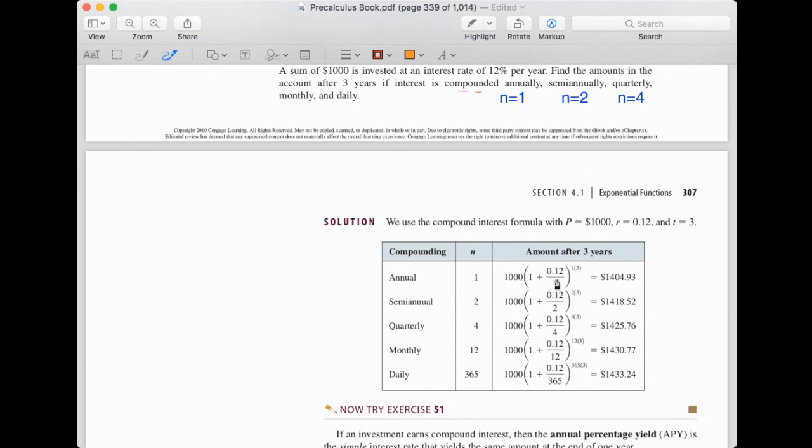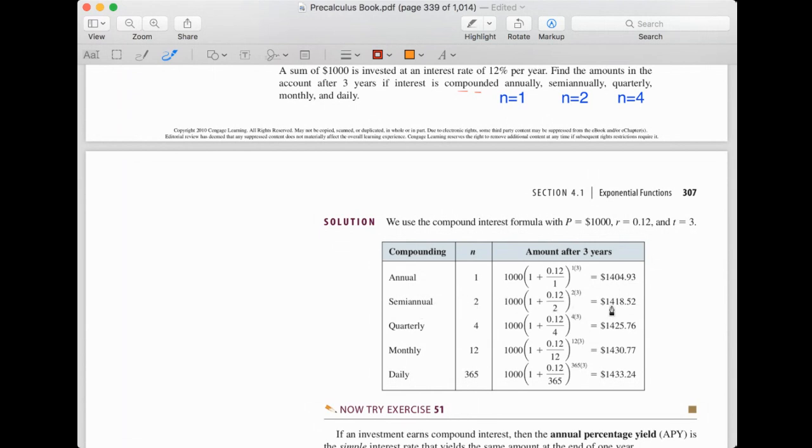So we do 0.12 divided by 1, that's 0.12. Then we add 1, that's 1.12. Then we raise it to 3. Then we multiply by 1,000. Following the order of operations, after the calculation we get $1,404.93. Semi-annually, n equals 2.